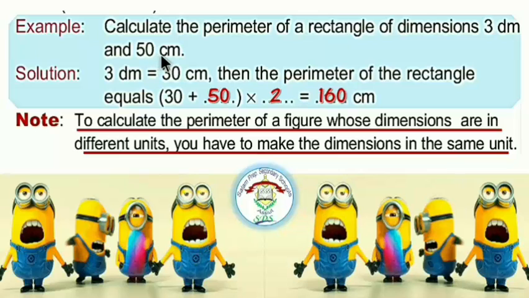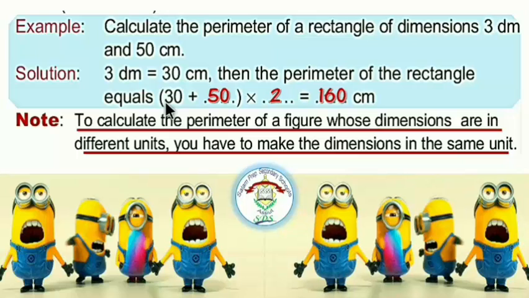50 centimeter is greater than 30 centimeter. So 50 centimeter is the length. The width is 30 centimeter. We know that the perimeter of a rectangle equal length plus width all times 2. In this equation, the example began with width.